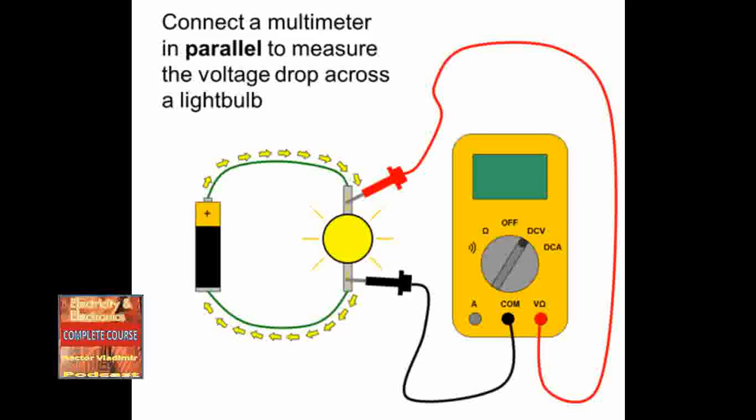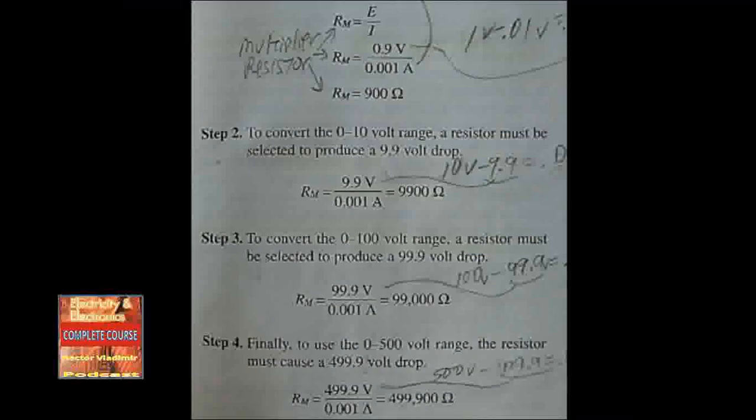Refer to figure 2-9. Voltmeters are always connected in parallel with the device being measured. Example: follow the steps as the multipliers are computed so that the meter can measure voltages from 0 to 1 volt, 0 to 10 volts, 0 to 100 volts, and 0 to 500 volts. Remember that no more than 0.1 volt is allowed across the meter coil at any time. Therefore, a resistor that will cause a voltage drop of 0.9 volts must be placed in series with the meter if the meter is used to measure 1 volt.